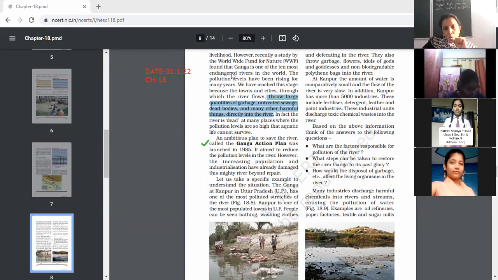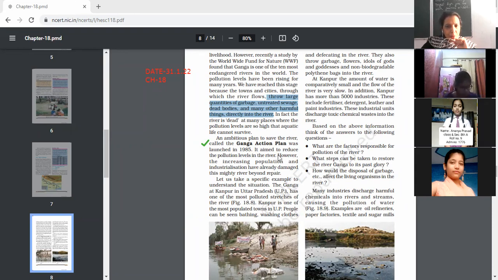Let us take a specific example. Okay, let's first of all underline these points on how the Ganga river gets polluted. People throw large quantities of garbage, untreated sewage, and dead bodies into the Ganga river. Due to this reason, the Ganga gets polluted. Okay, there was an ambitious plan to save Ganga. That was the Ganga Action Plan. Kindly underline this date, it can be there in MCQs. 1985. In 1985, this plan was launched.